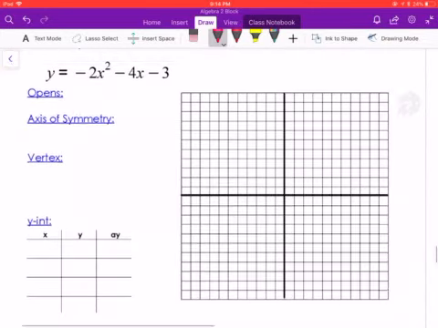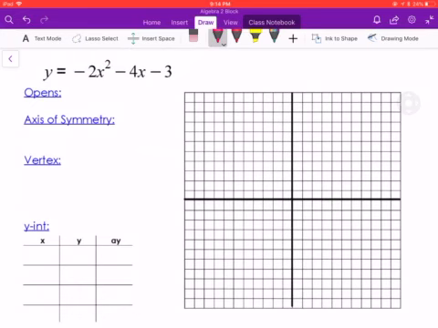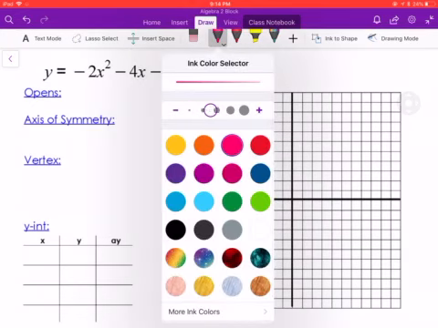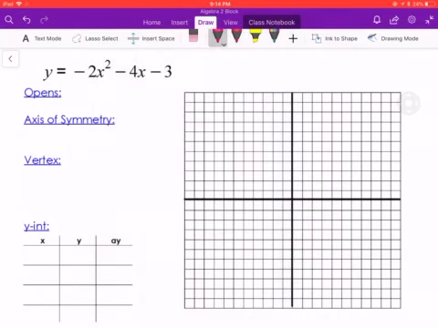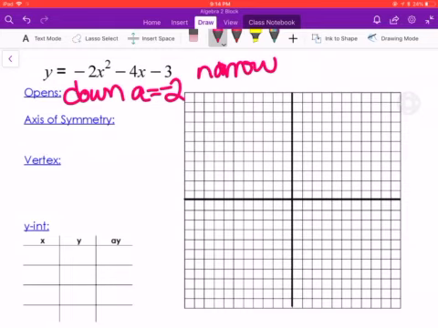This one has a little better graph. This parabola opens down since my a value is negative. My a value is negative 2. That means that it's going to be more narrow as well. So not only does it open down this time, but it's also more narrow.